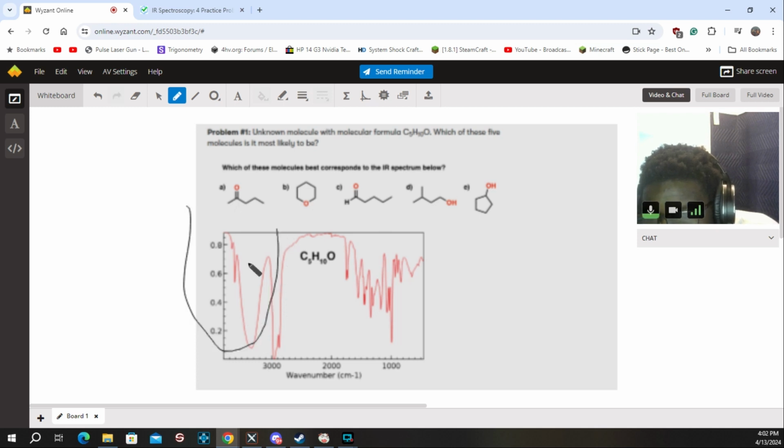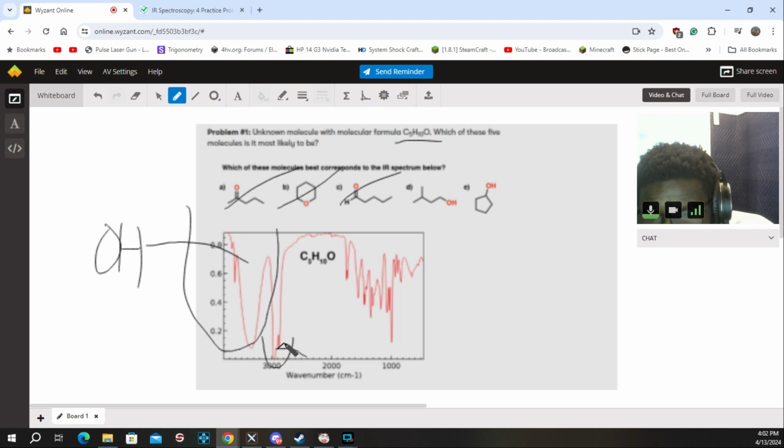So, first things first. What does that peak tell us? This likely has an alcohol in it. That's actually pretty much completely indicative of an alcohol. It's not broad enough to be a carboxylic acid, and it doesn't look like an amine peak. And we know our chemical formula. We don't have an amine. It's got to have an alcohol in it. So, remove, remove, remove.